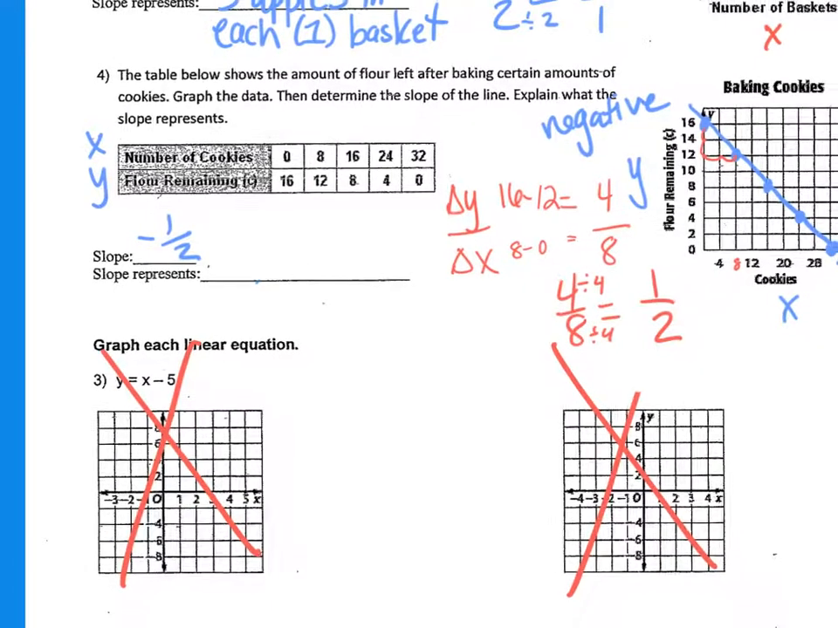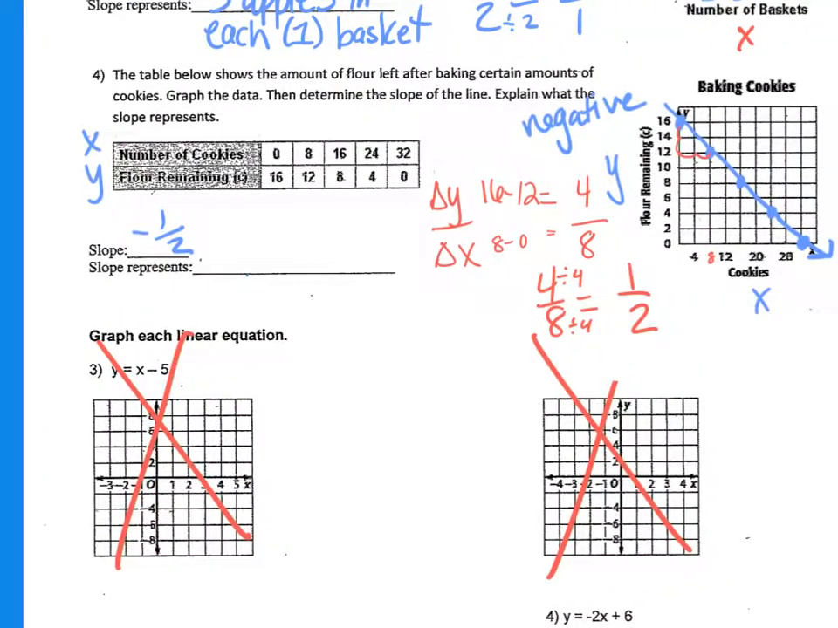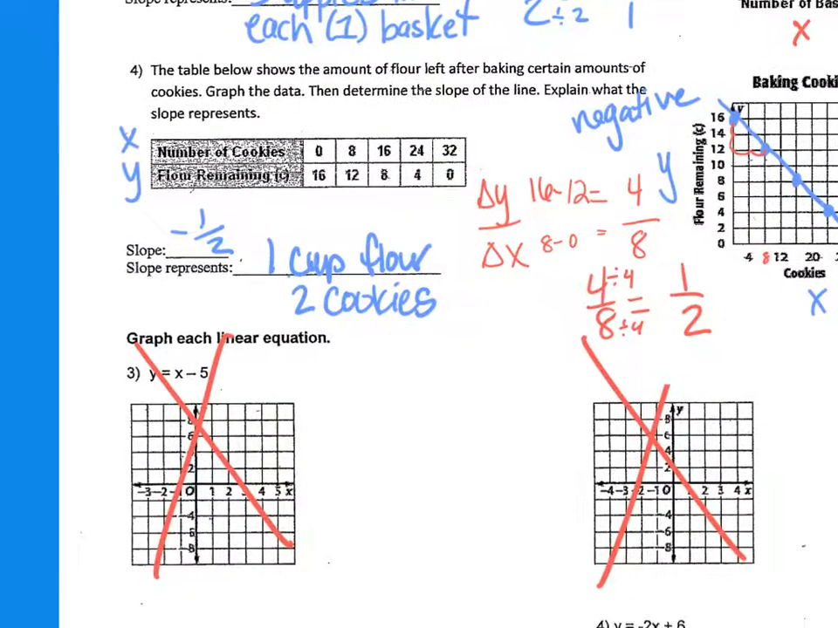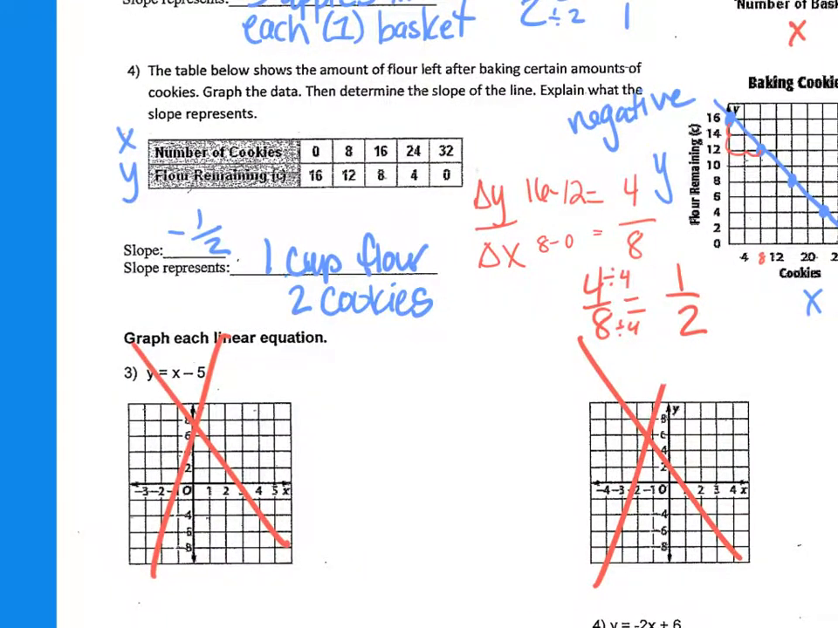So it's going down. So the number of cookies, so 1 cup of flour for 2 cookies. That's not going to be too big. Yeah, the graph doesn't make a whole lot of sense. 1 cup of flour for 2 cookies, or if you were going to do unit rate, you could have 1/2 cup of flour for 1 cookie.